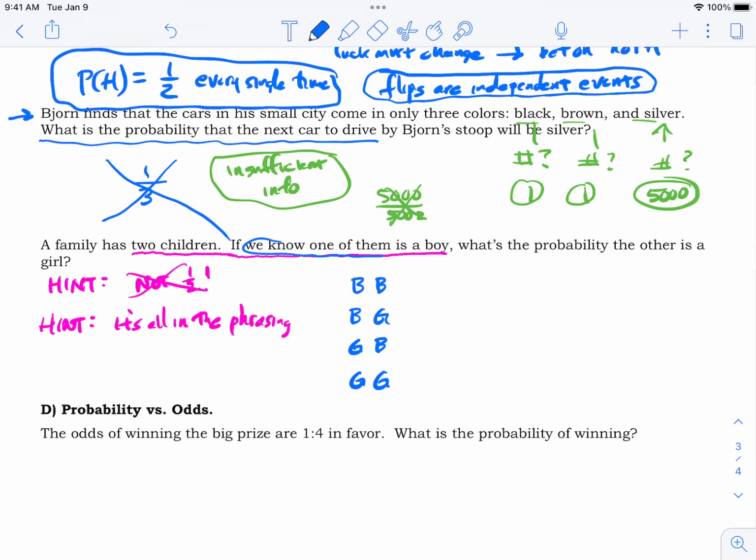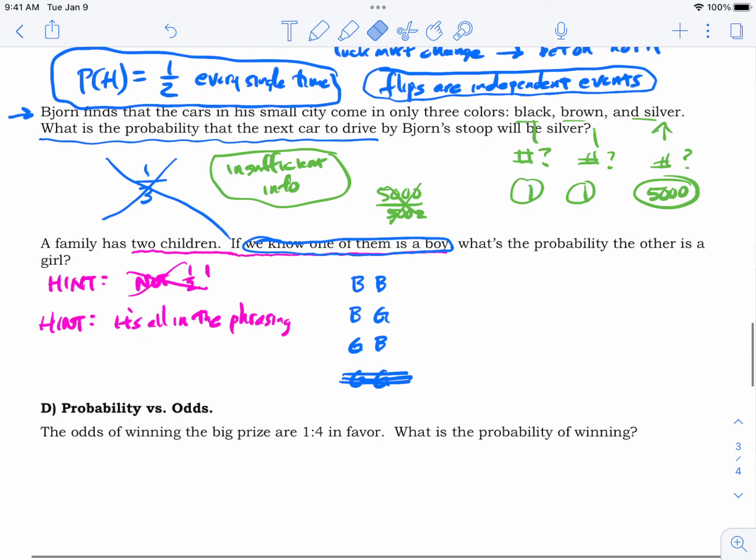We know one of them is a boy. That means this is not possible. This is not one of our possibilities. So notice that we've only got 3 possible outcomes here. This family is either boy-boy, boy-girl, or girl-boy. It has to be one of those 3 because we said it has 2 kids and one of them is a boy. So those 2 conditions change everything. They change the counting, so you have to be very careful about how you do the counting.